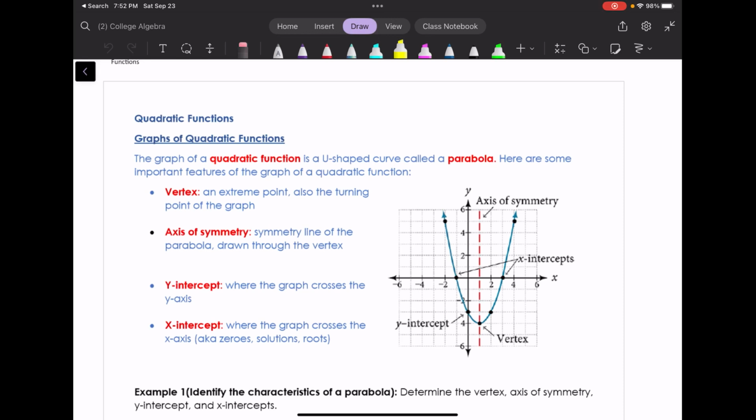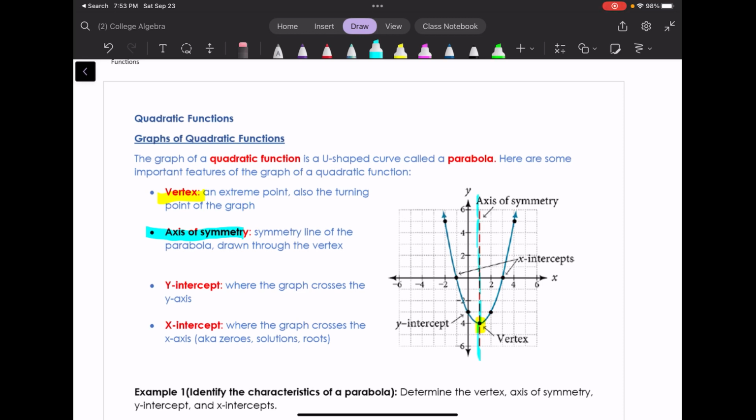And so some of the important features of this type of function's graph is the vertex is one, and that's located here. It's just kind of the turning point, the minimum or the maximum of the graph. And we also need to know about the axis of symmetry. It passes through the vertex and is a symmetry line that cuts the parabola in half.